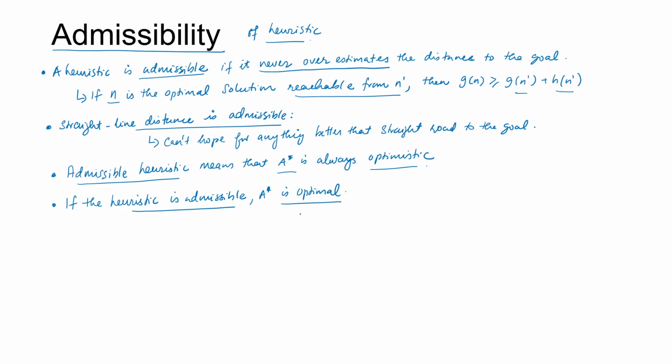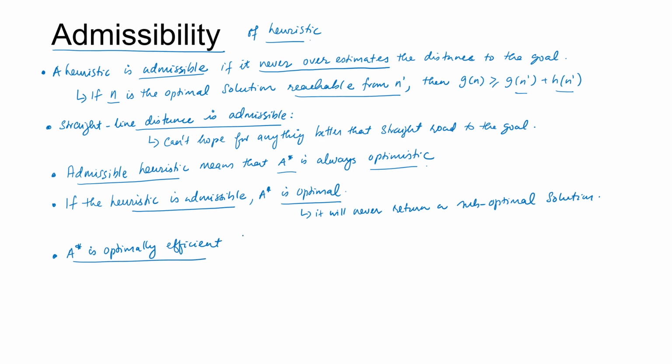Optimal means that it will never return a suboptimal solution. Okay. It will never return a suboptimal solution. Then A star is optimally efficient. Okay. A star is optimally efficient.